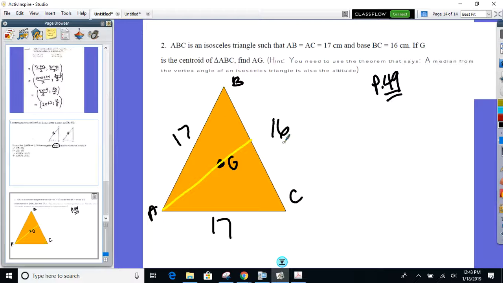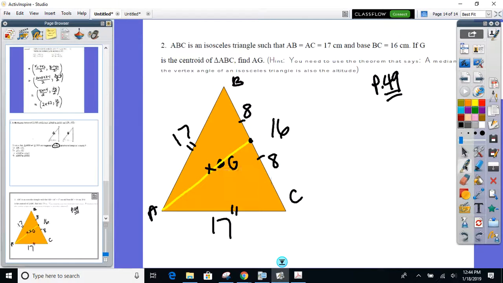If that's a median, what's a median do to the opposite side? Splits it in half, because a median is drawn to the opposite side's midpoint, so 8 and 8. Everybody good? Everyone see these two triangles that are formed? Congruent, congruent, reflexive. What do you know about those two triangles? Congruent by side, side, side. Everyone with me so far?